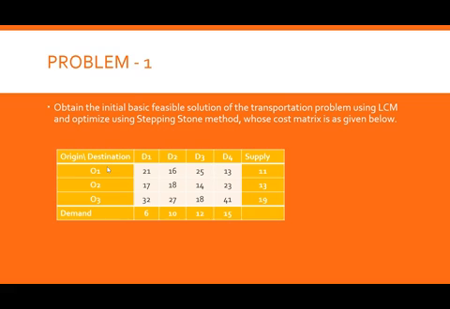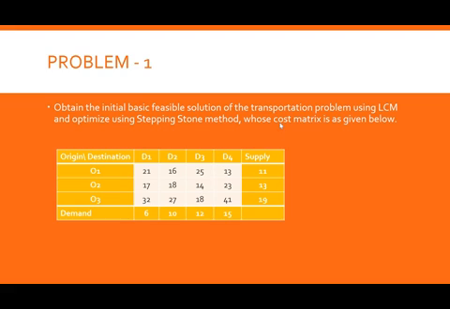So the problem is we have three origins and four destinations. The cost matrix given is 21, 16, 25, 13, 17, 18, 14, 23, 32, 27, 18, 41. The supplies are 11, 13, 19. Demands are 6, 10, 12, 15. So the problem says obtain the IBFS of the transportation problem using LCM and optimize it using stepping stone method.